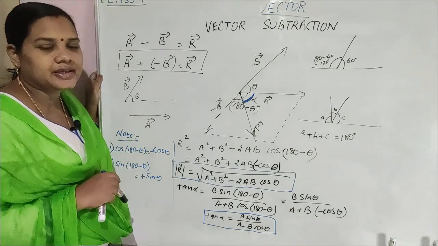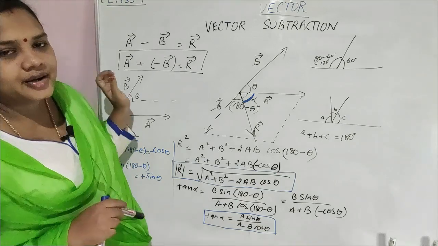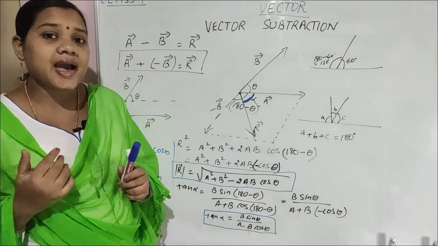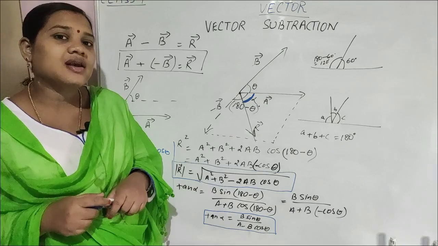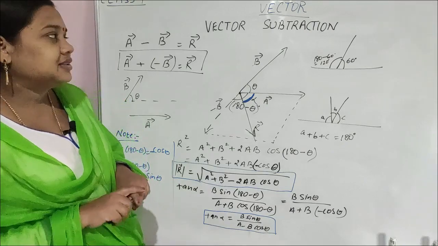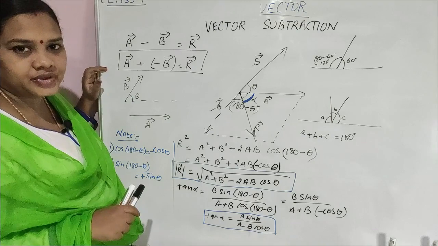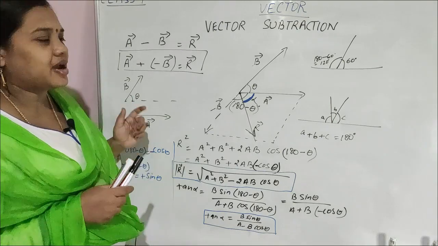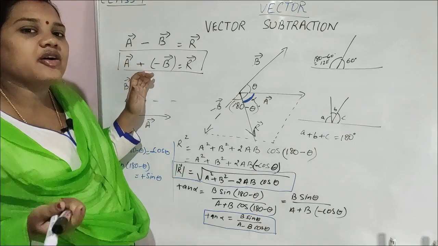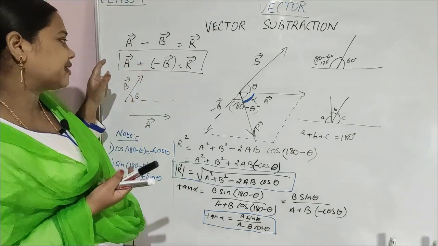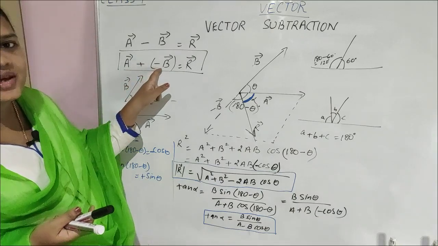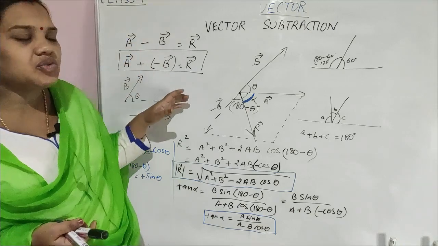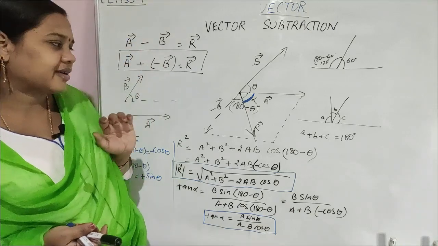So today what we discussed, children? We discussed vector subtraction. Actually vectors are not subtracted, vectors are added. So how can we subtract a vector? Then we have this way to subtract vectors. We are adding vector A plus the negative of vector B. When we add vector A plus negative of vector B, actually we are finding the difference. Here also we will use the parallelogram law of vector addition.